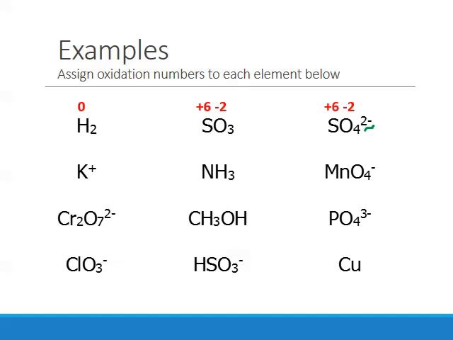So that's definitely right. The next example, we have K+, a monoatomic ion. It has a charge, so its oxidation state is the charge, in this case +1.